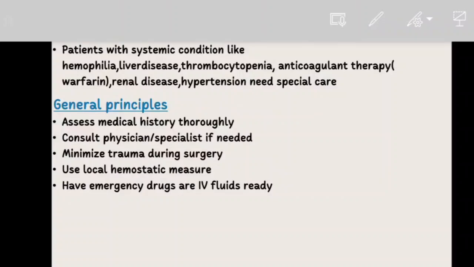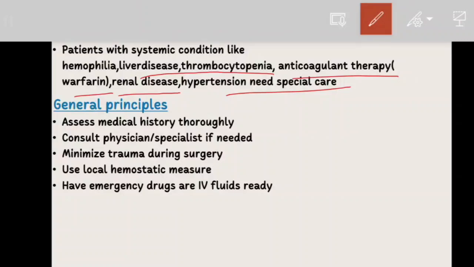Patients with systemic conditions like hemophilia, liver disease, thrombocytopenia, anticoagulant therapy like warfarin, renal disease, and hypertension need special care during the extraction.